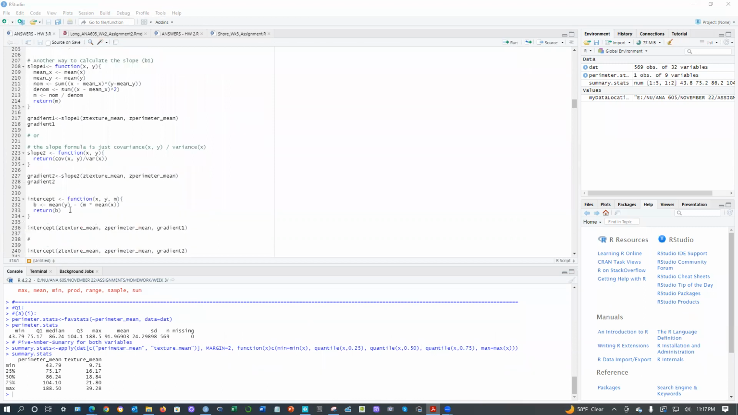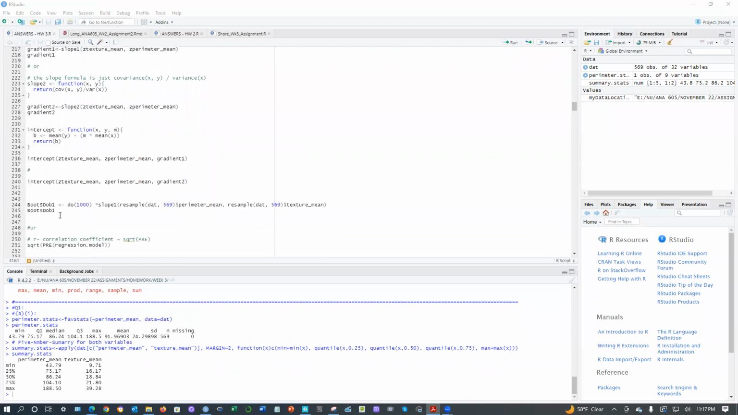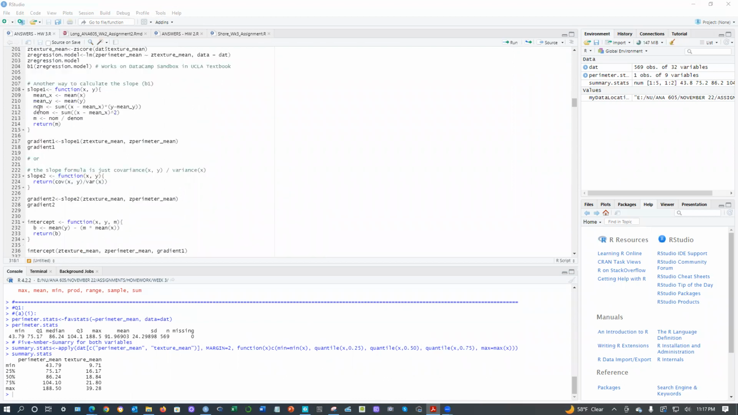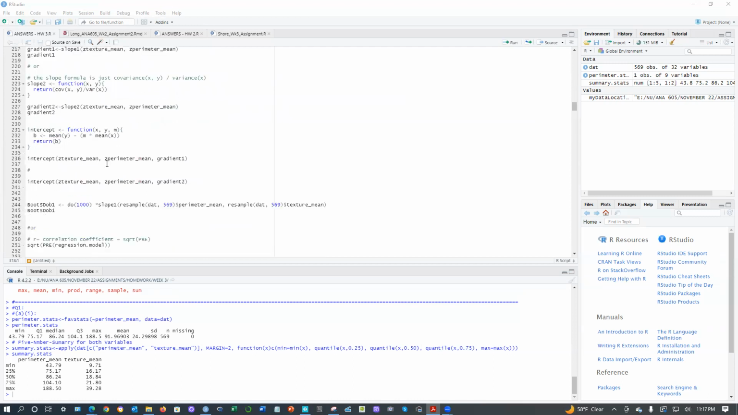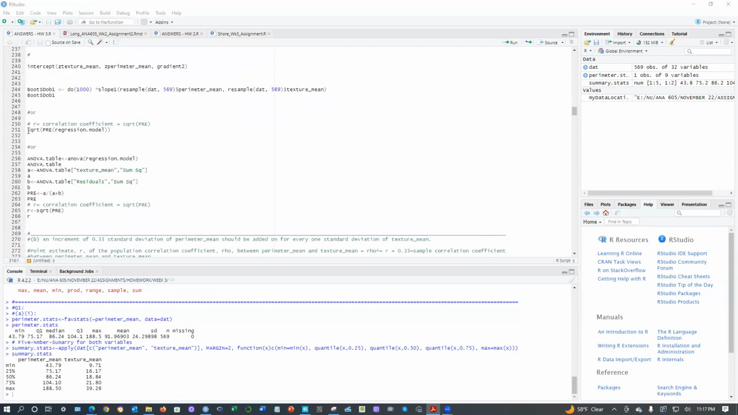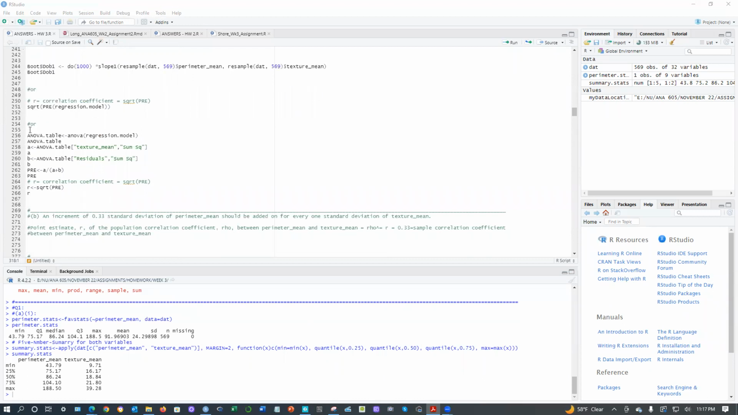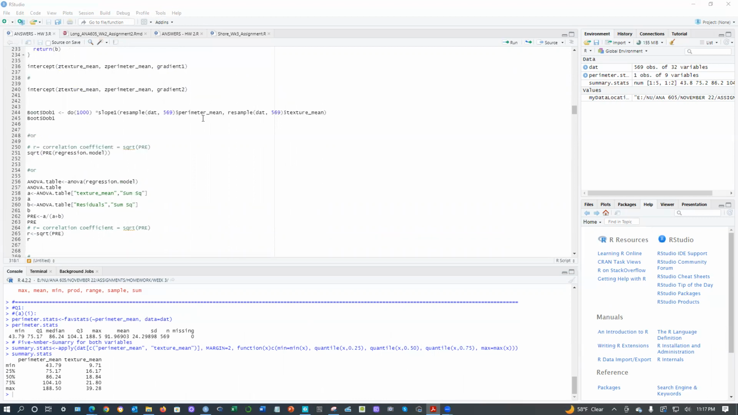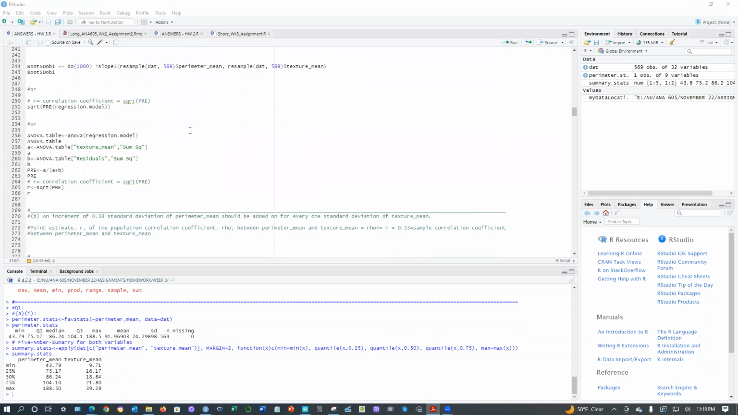If you want the intercept, you can calculate that as well. And if you want to bootstrap that one, you can do that too, with the aid of, instead of B1, the slope, the newly created function. I created this function with the aid of the formula; we discussed the formula and everything. Then with the aid of the ANOVA table, that's the PRE, go to the regression model. Sometimes this might not work either, but it doesn't matter. You can get the PRE this way, or read the PRE from the ANOVA table. From that one, you can easily get it too.